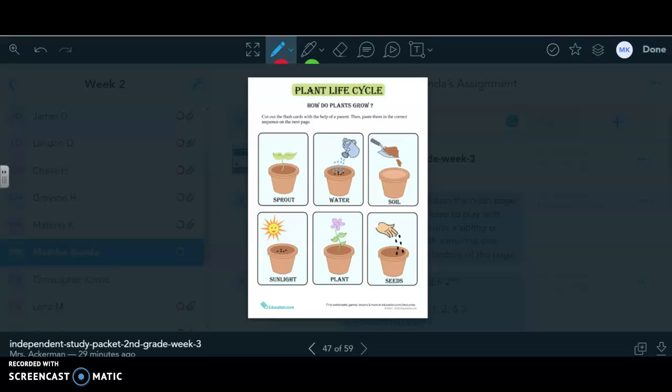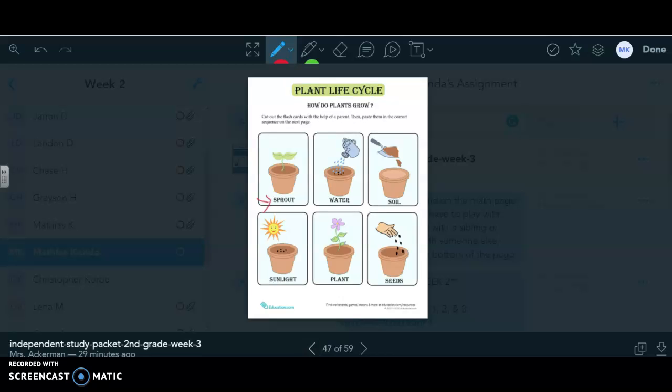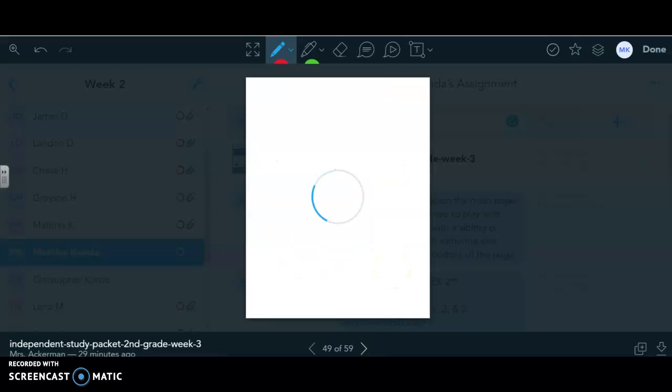So I'm just going to have you use the words, and you're going to just write the words on 1, 2, 3, 4, and 5, and 6. So what is the first step out of these things? Is it the seeds, the water, the sprouting? Whatever number 1 is, you go ahead and write the word there. Whatever you think number 2 is, write the word here. Number 3, 4, 5, and 6. Okay, that's how I want you to do science.